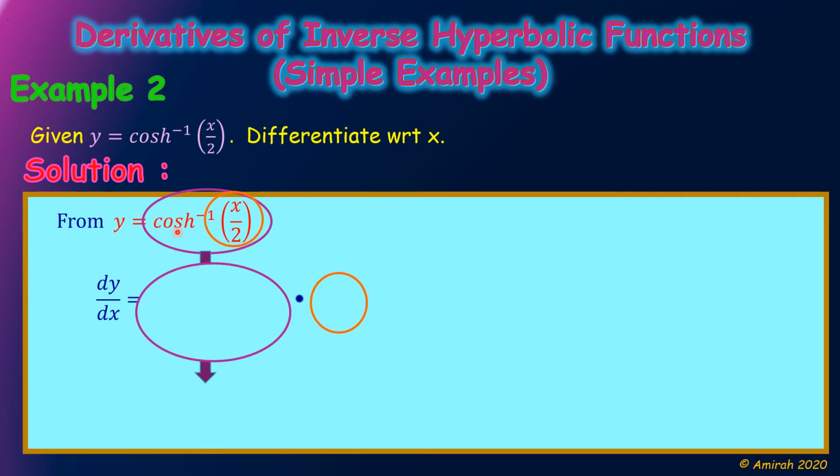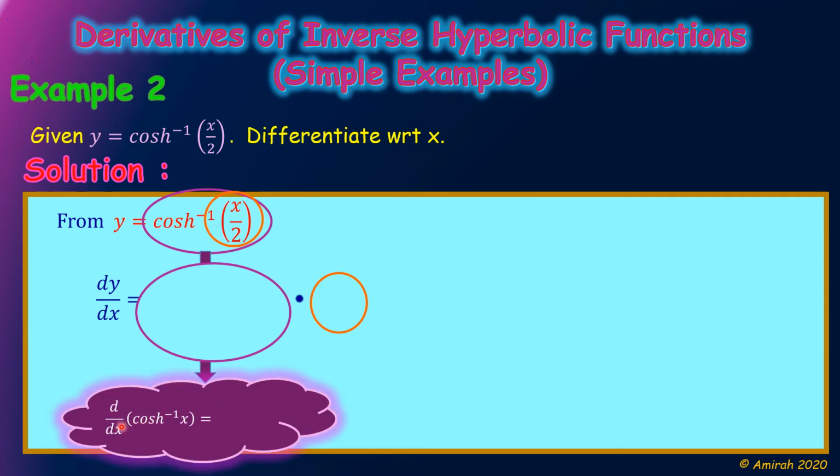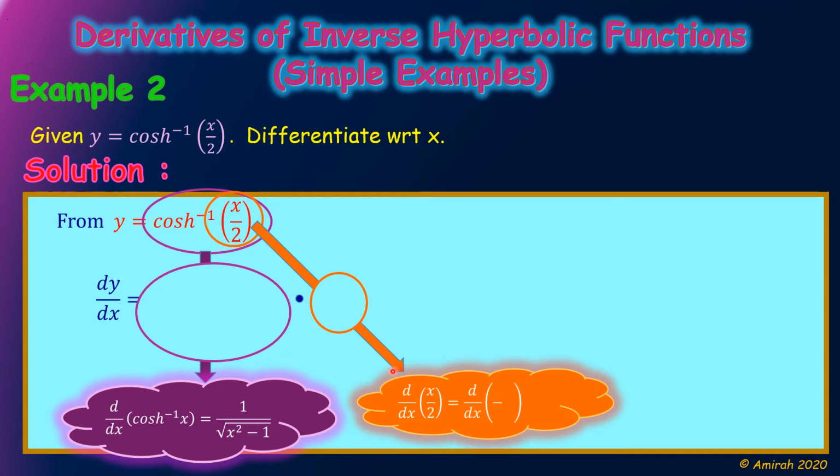And then, to differentiate inverse cos, we can refer to the formula, derivative of inverse cos x, the simplest formula for inverse cos, which equals 1 over square root of x squared minus 1. And then for the inner circle, we can refer to the formula derivative of x over 2. First step, we can rewrite x over 2 as half x. Then we can differentiate.